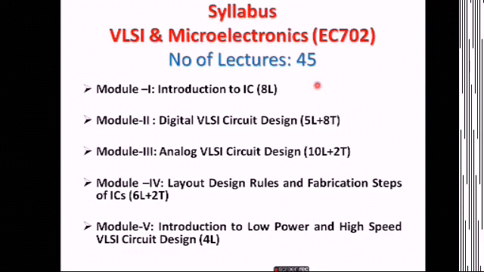Now, what is our main target? Our main target of IC design and fabrication is to achieve more functionality at high speed using less power. These two are very important things, that is high speed and less power, less area and low cost.